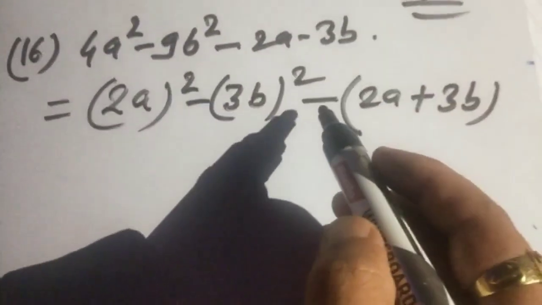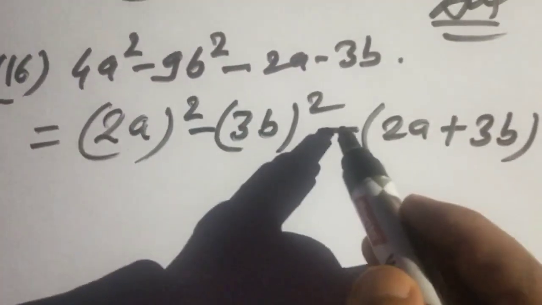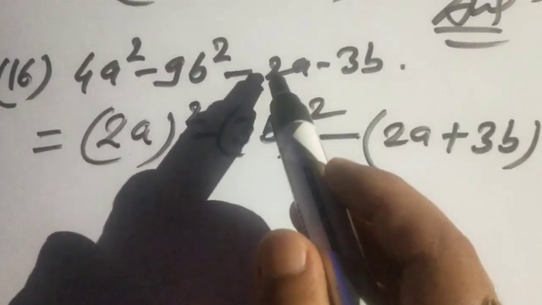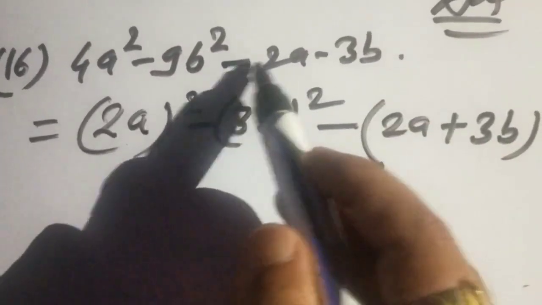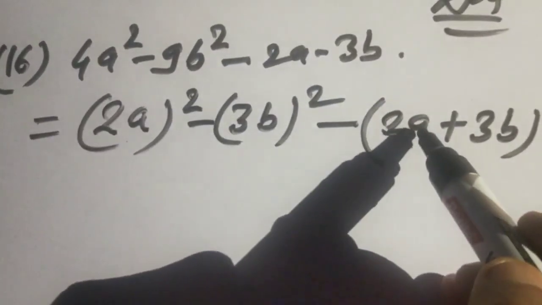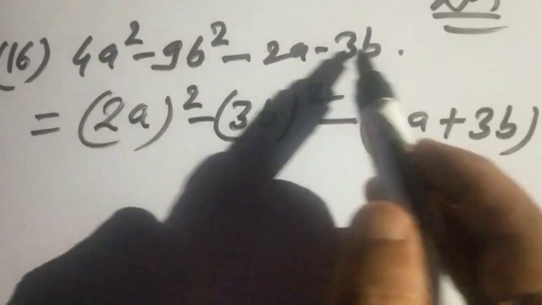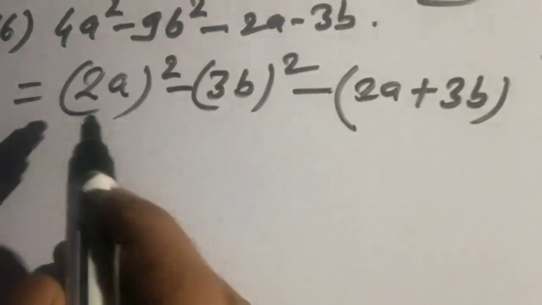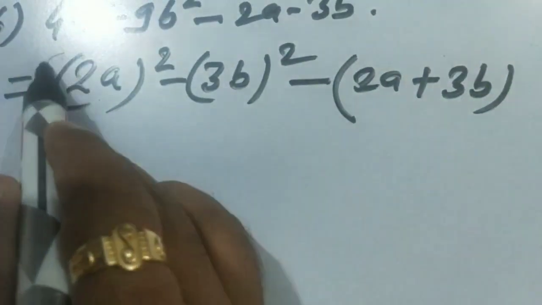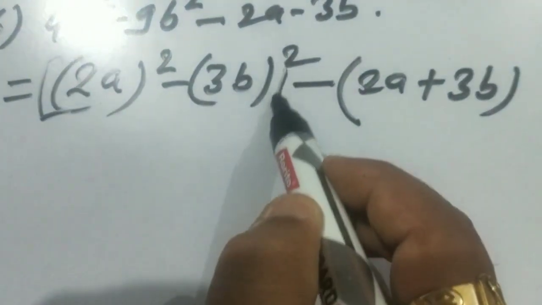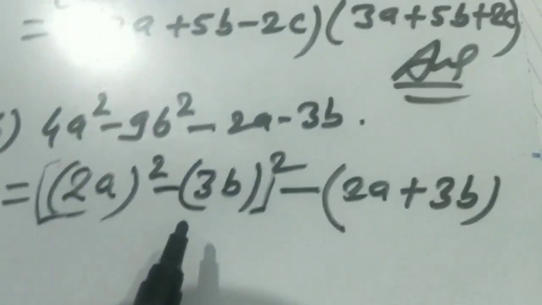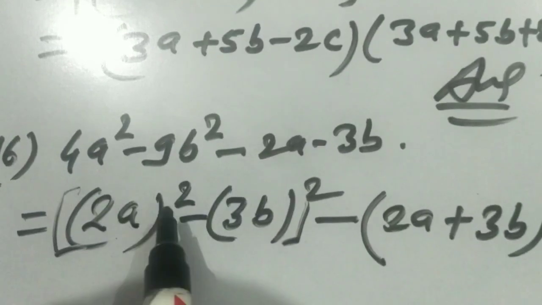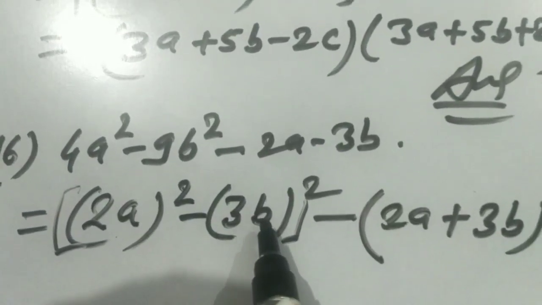So when we take minus common here, then the sign will change of both the terms. Minus 2a is here, so it will be plus 2a, and minus 3b is here, so it will become plus 3b. Now you can see this is the square of 2a and this is the square of 3b.